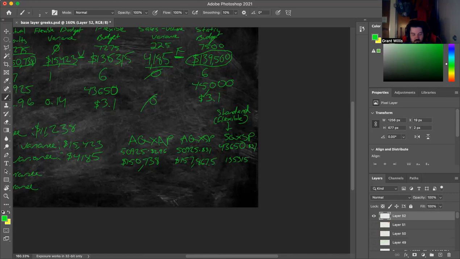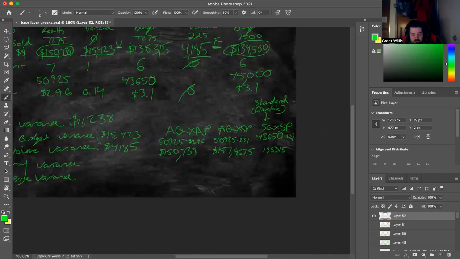Now, what we're going to do for the efficiency variance, or we'll do input price variance first. Input price variance is going to be this right here minus this. So I'm going to subtract there 150,738 minus 157,867.5. I get 7,129.5, and since it is decreasing, that is beneficial because that is a cost. So that's going to be favorable.